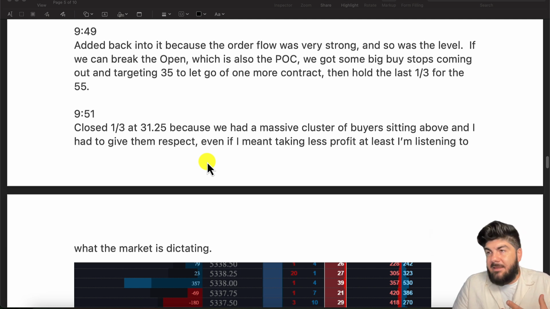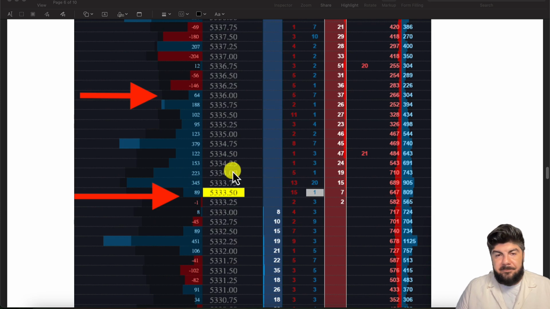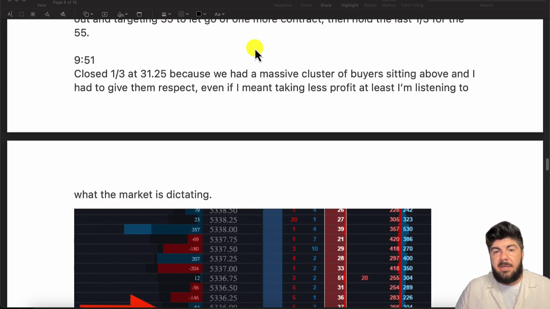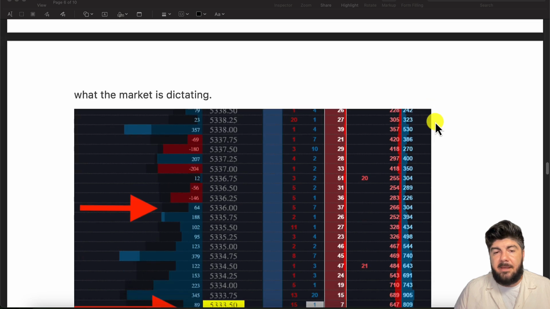Therefore, there isn't any FOMO that's going to come out of being... I mean, FOMO will work, but there's no revenge trading because I'm positive, right? So this is what I'm talking about here. I said because we had a massive cluster of buyers sitting above, and I had to give them respect.